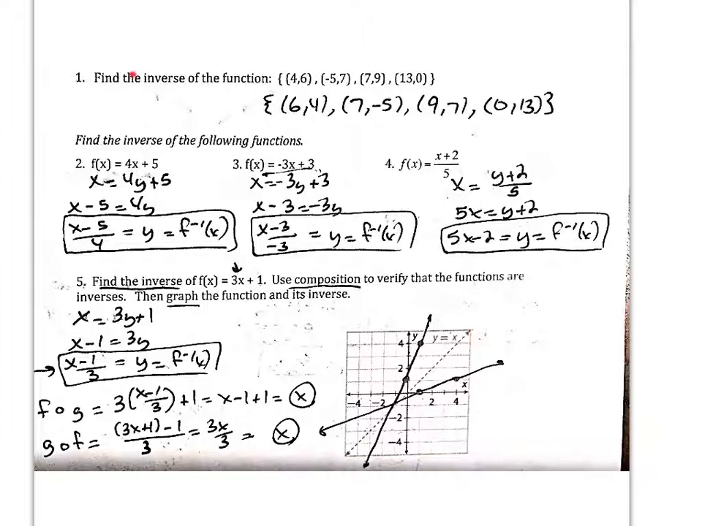Number 1, inverse. Remember, that's where you take your x's and your y's and switch them. And that's what I did right there. Just took the x's and y's and switched them. Easiest question on the test. Do not star that one unless you just need to use a star somewhere.